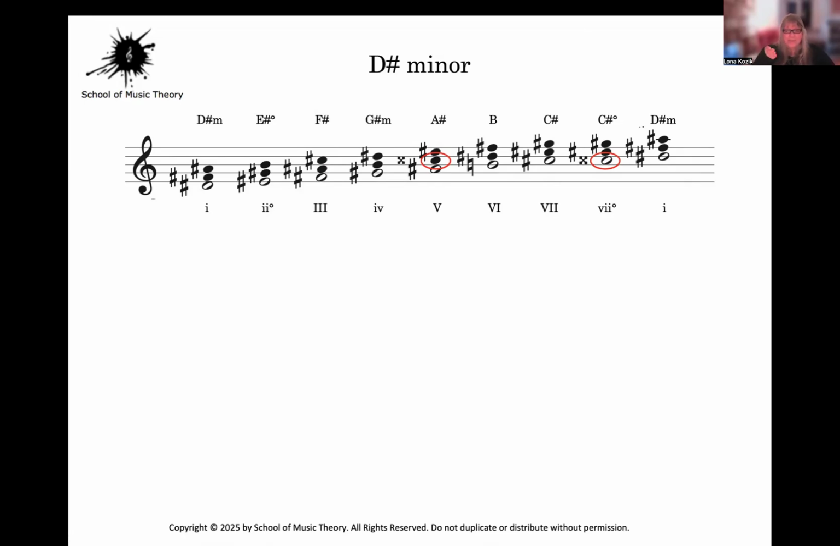So the minor mode actually, in terms of typical chords, because there are a lot of other chords possible, but typically these are the chords of the minor mode. So we have minor 1, diminished 2, major 3, minor 4.